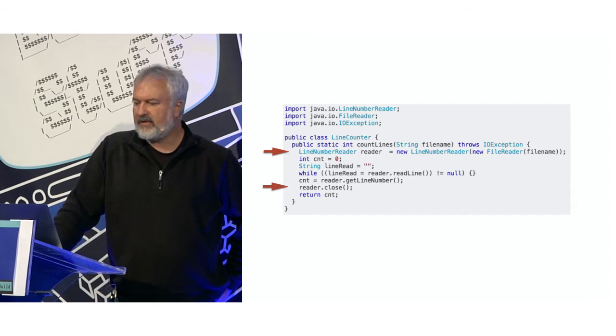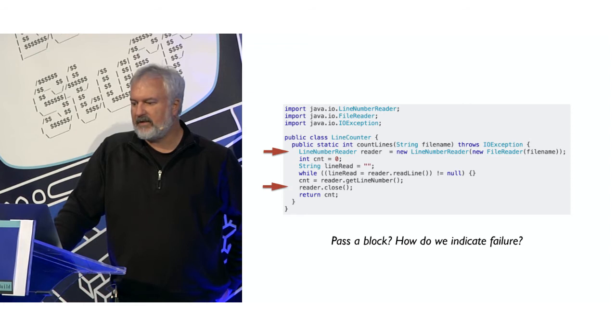But essentially, how do we separate the computation, which is really the counting of the lines, from the actual I/O here? And the thing is, it's kind of hard to do. We could try to pass a block in or something like that, but it'd be a bit crazy. Well, here's another option with this.